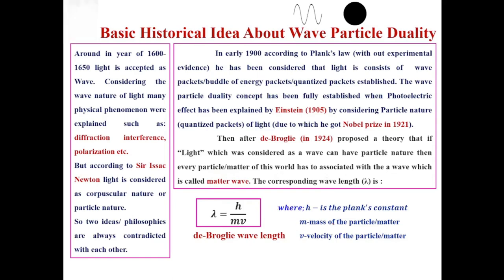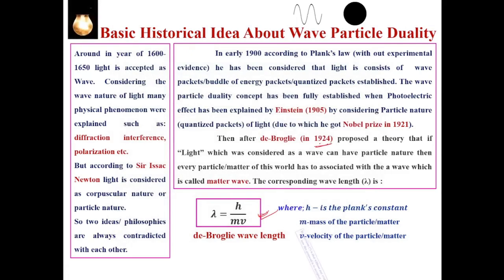Here m is the mass of the particle, v is the velocity of the particle, or this famous expression h by p, where p is the momentum. Here mv is the momentum, right? This is called the matter wave. He proposed this in 1924, right?